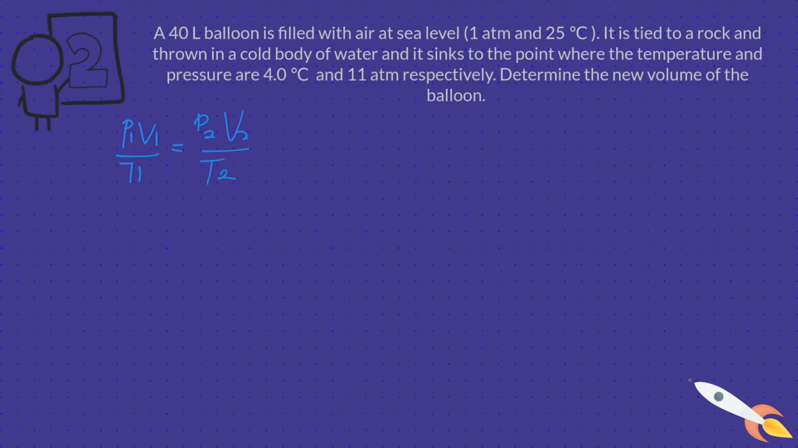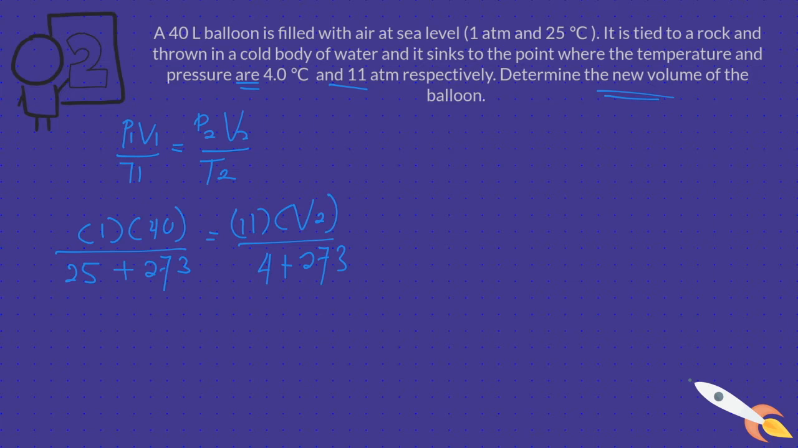Right, so from here we can see that the initial pressure is 1 atm and the initial volume is 40 liter and the initial temperature is 25 degrees Celsius, but you need to convert it to Kelvin, add 273. Right, moving on to the final pressure. So the final pressure is 11 atm. The volume is the one that you want to calculate, V2, and the temperature is 4 degrees Celsius. So you need to convert to Kelvin, add 273.